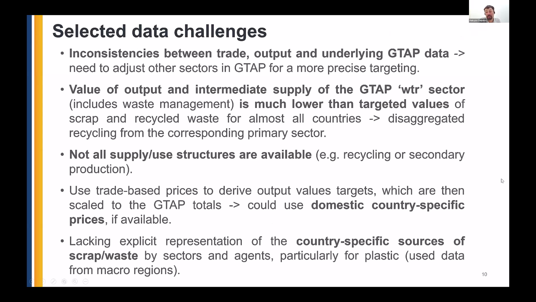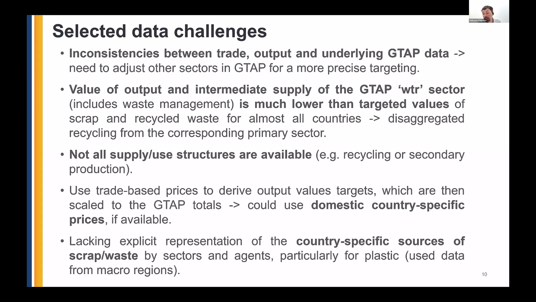As you might imagine, there have been quite a bit of data challenges when we have been developing the database, so I'll just highlight a few of them here. In some cases, we have been finding inconsistencies between trade data and output data. For instance, output of steel in country A is reported to be $100 million, while trade data reports that the country exports $200 million worth of steel. Obviously, in those cases, we had to refine the data, making trade and output data compatible.